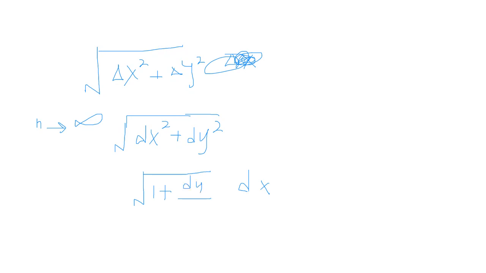over dx squared, right? So I factored out dx squared. So I get this: 1 plus dy over dx squared. Then this dx is outside now. And what's dy dx? That's the derivative.